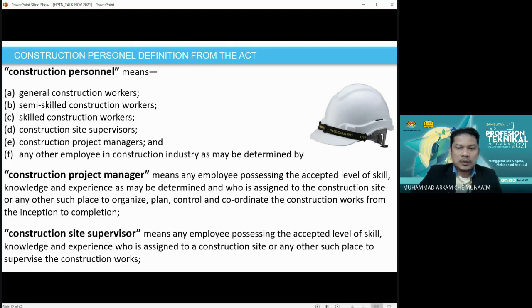So now, what we want to say is that construction personnel consists of general construction workers, semi-skilled or skilled workers, construction supervisors, project managers, and other employees, including the construction project manager as well as the construction site supervisor. So we can see clearly now a definition of the people who are actually working on site, delivering their work as project people or construction personnel according to the Act.